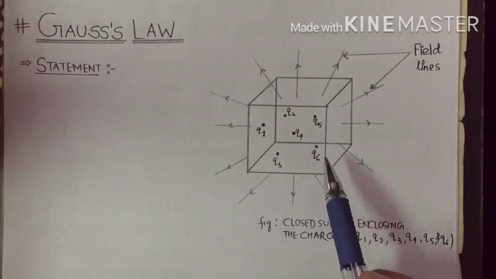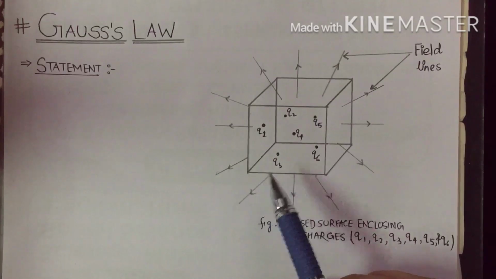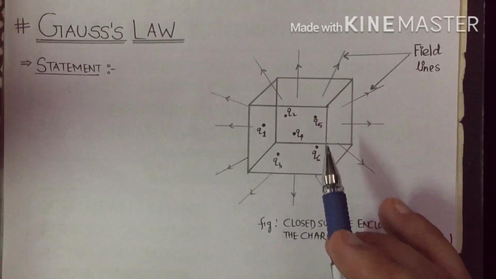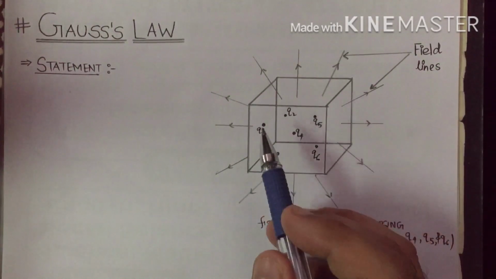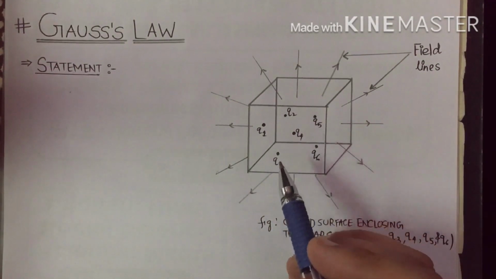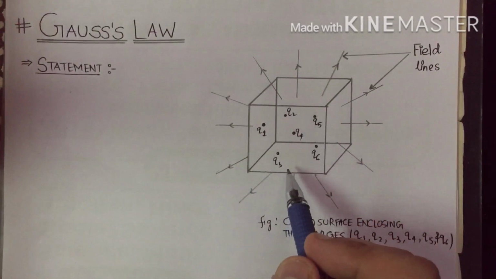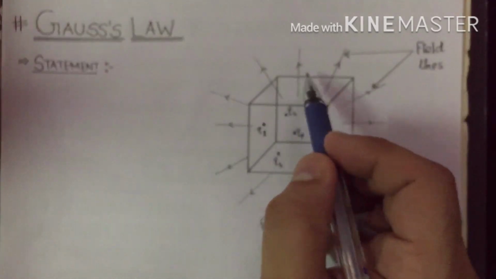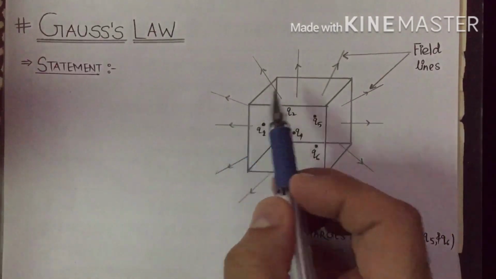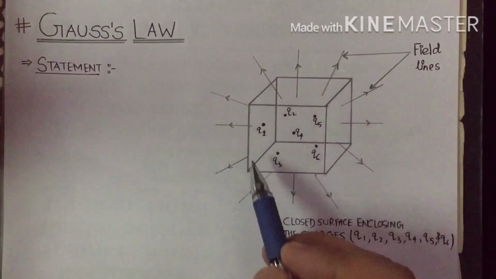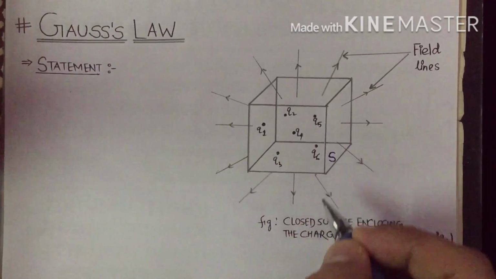In the figure we can see a closed surface. So generally, I've considered a closed surface, and for the simplest case I've considered a cube, which is enclosing some charges q1, q2, q3, q4, q5, q6. We assume all these charges to be positive, and these are the field lines coming out from this closed surface. Let the closed surface be represented by S.